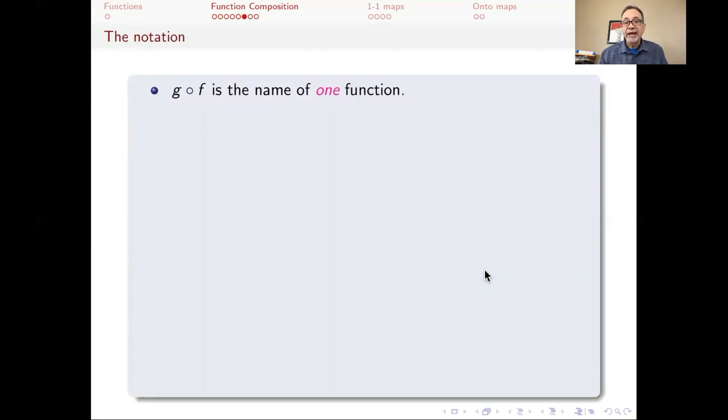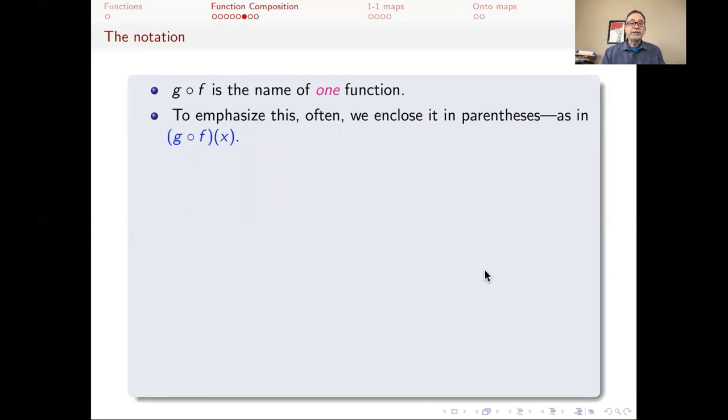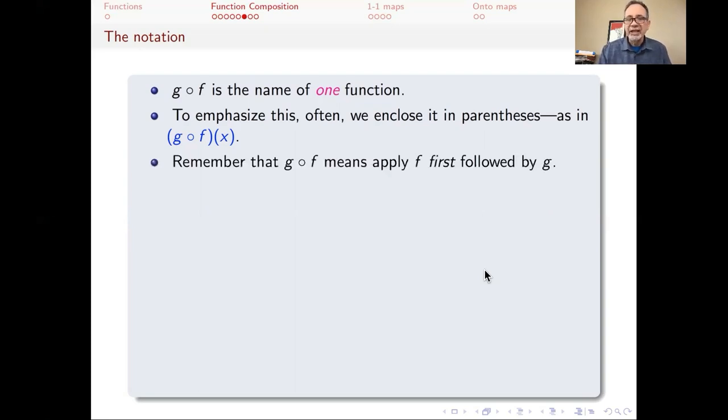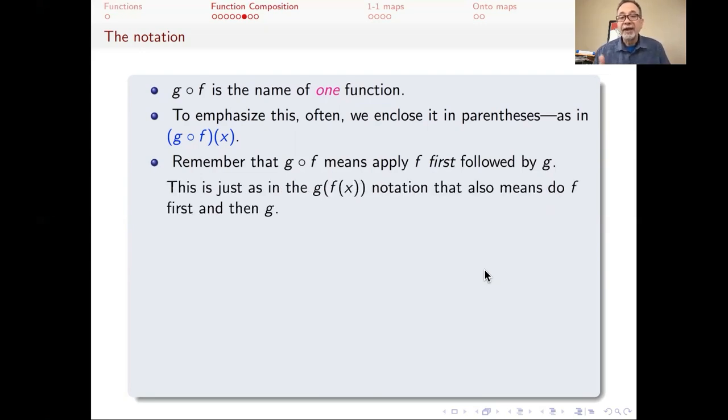So g circle f is just the name of one function. We could call it Fred if you like, but that's the name of one function. Often, to emphasize that it's just one function, we enclose it in parentheses. So you might see expressions like (g circle f)(x), and that just means the function g circle f applied to x. And remember that g circle f, even though we write g and then f, is really f followed by g. It's really g of f of x.